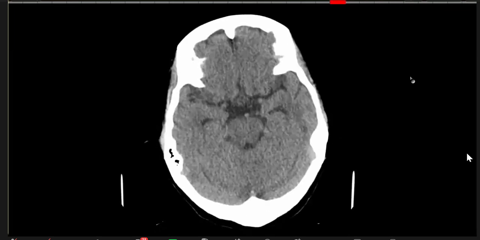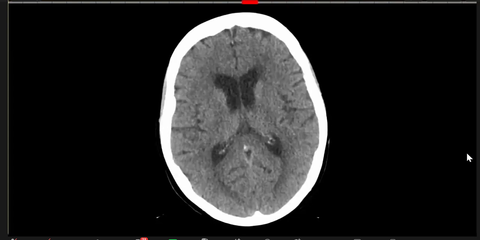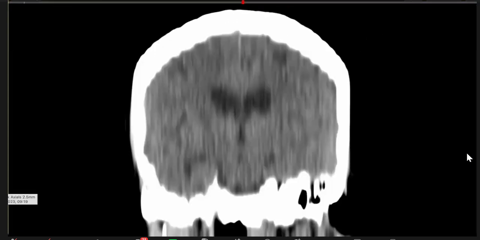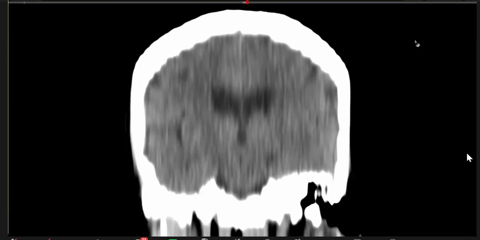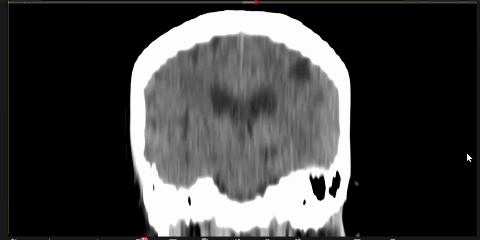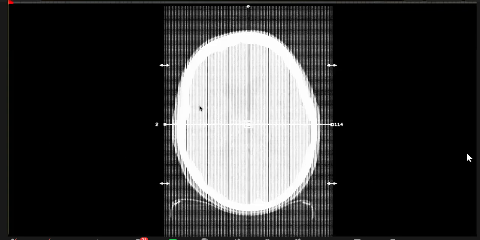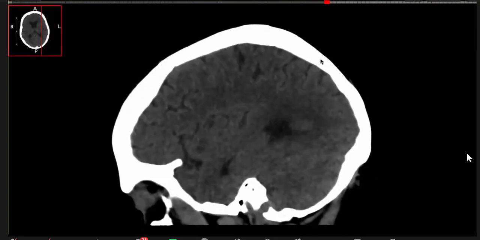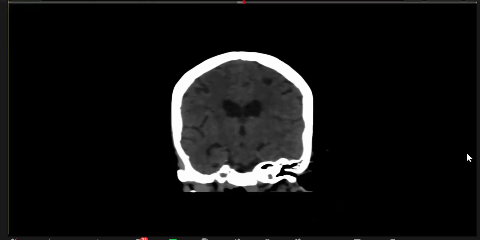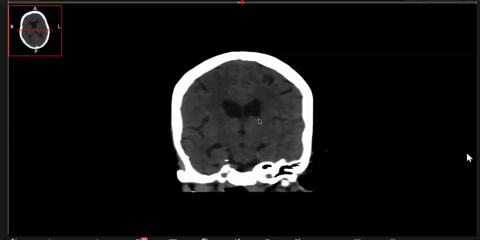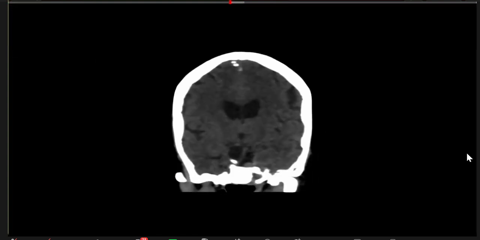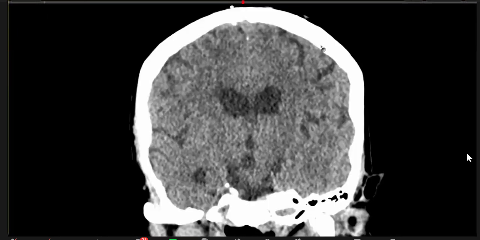Sir, I would like to see the coronal images. The rest of the brain parenchyma, I would just like to give it a scroll. The rest of the parenchyma is normal. Just one second, madam. Let me give you a better coronal. No, I want to give you a better coronal actually.